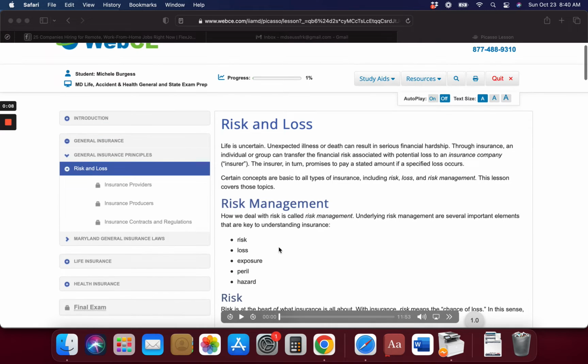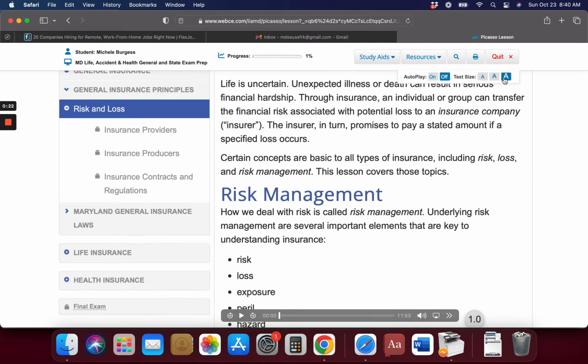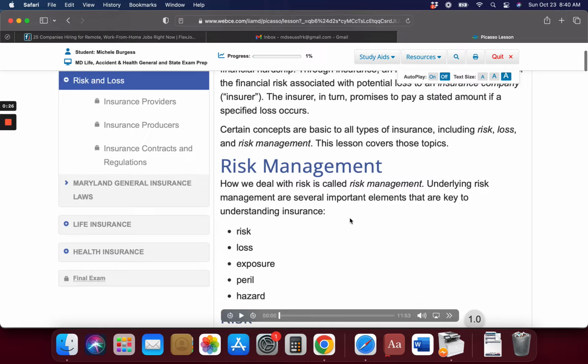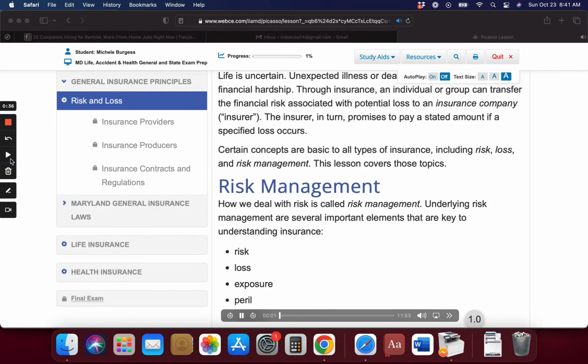So as I told you before, I am working on becoming a, or not a life insurance agent, just an insurance agent, probably more like a health agent. So I will be recording this. This is the study guide you take. Let me see if I can get this figured out.